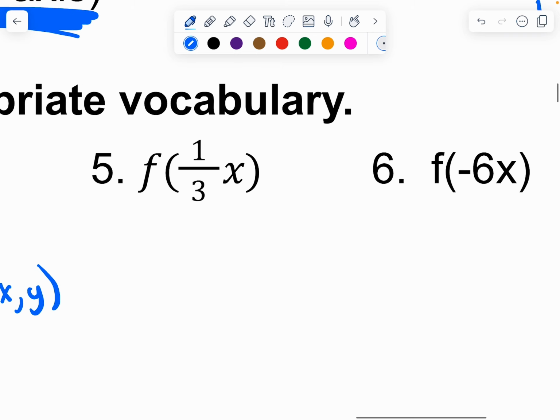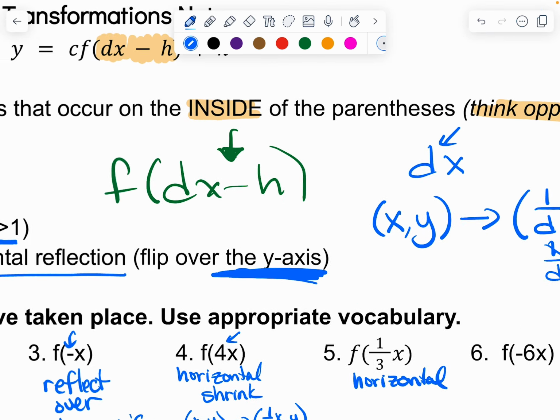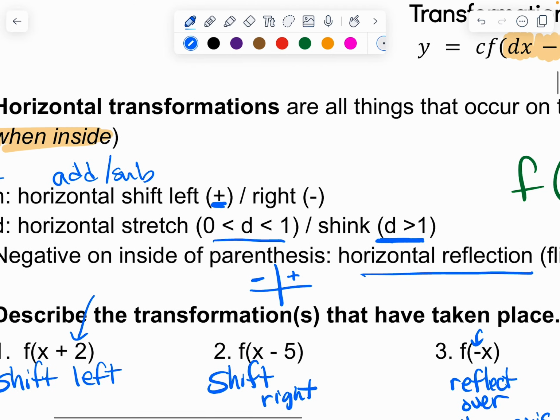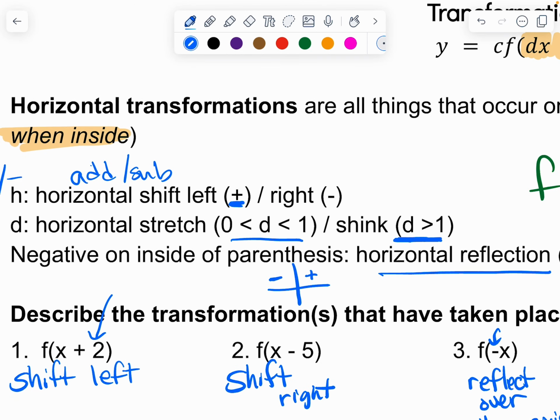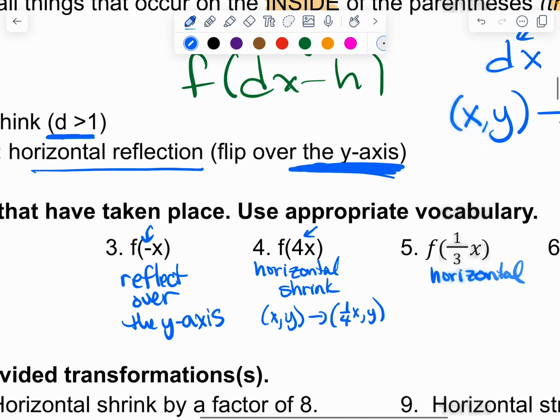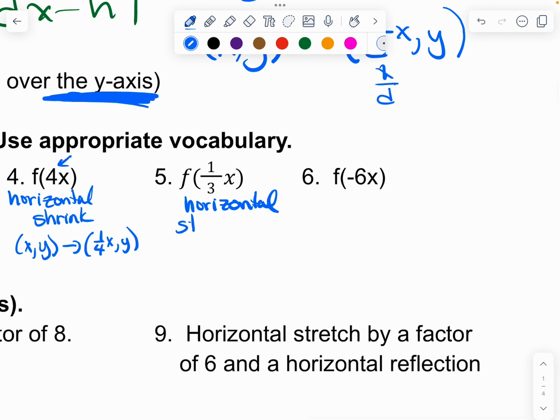We're going to come here. This is going to be a horizontal something, because it's on the inside. I don't even have to look and see what it is for that part, because it's on the inside of the parentheses. So I come up here, and 1/4 is going to be a horizontal stretch. It went from x, y to 3x, y.